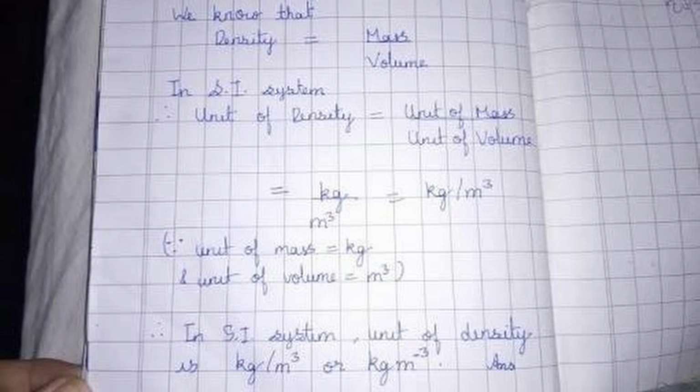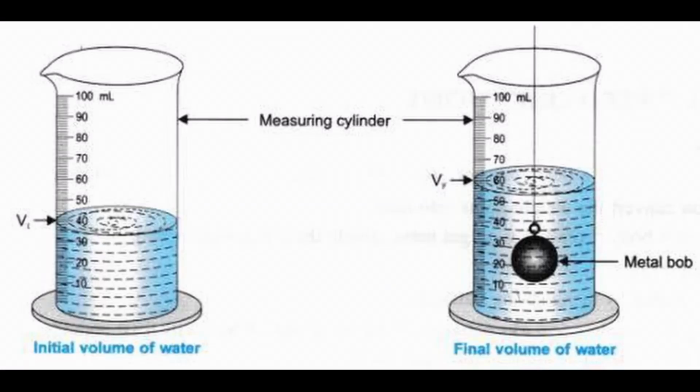The next topic is to determine the density of a solid by using a measuring cylinder. In order to determine the density of a solid, we must know the mass and the volume of the solid. Let us say that we have to find out the density of a stone. So first of all, we can find its mass very easily by the help of a physical balance. Physical balance can help us to find its mass very accurately.